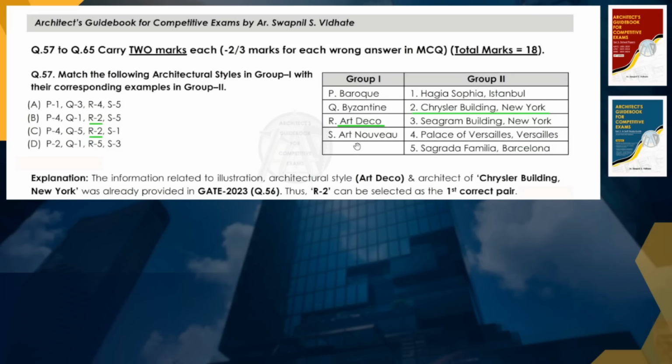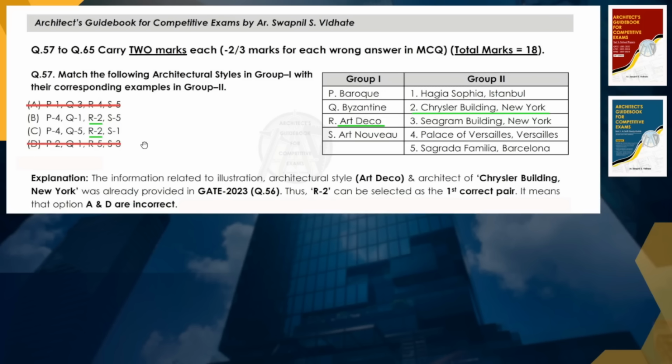Which is given only at option B and C. Option A and D do not show R2 as the pair. So option A and D are the incorrect ones, right? In the remaining two options, P4 is the common pair. So they have correctly matched Baroque with Palace of Versailles situated at Versailles. So P4 is the correct pair, right? It is the common pair. So it is also the correct one.